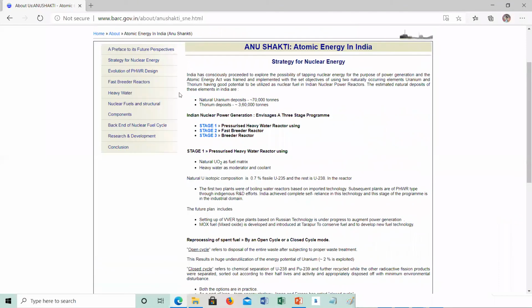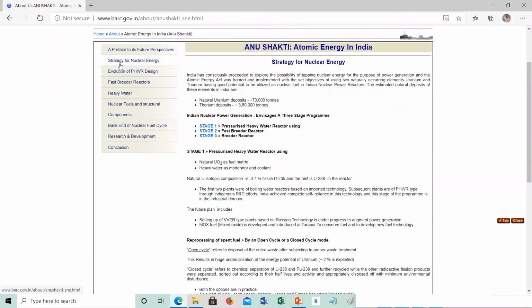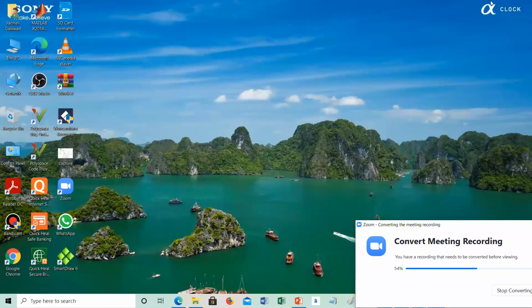More information is given here on the strategy for nuclear energy, which is part of the syllabus. You can either go through this website or follow the information in the book. Very nice information is given on this website. Do you have any doubt? In the next lecture we will take problems.